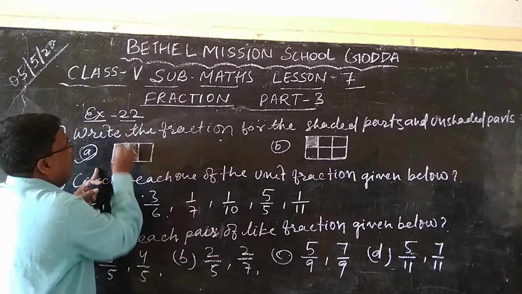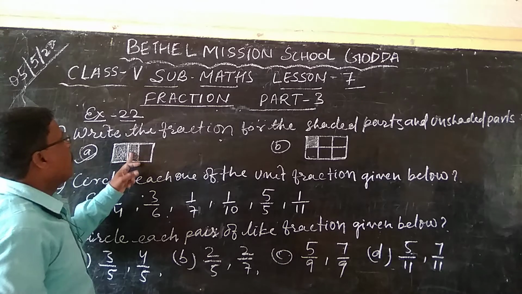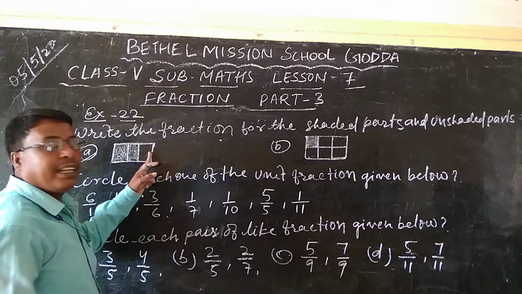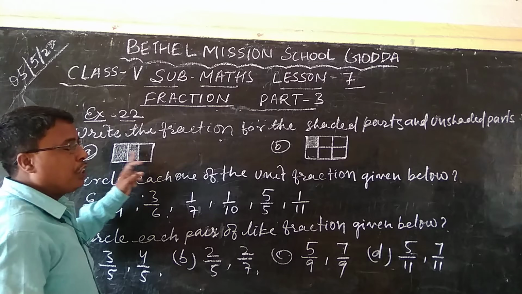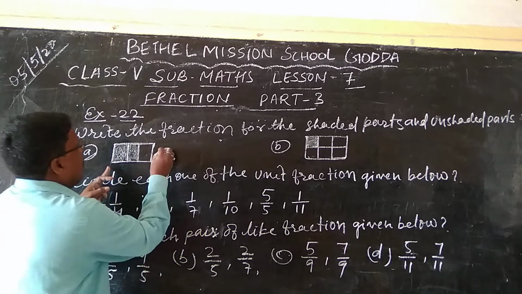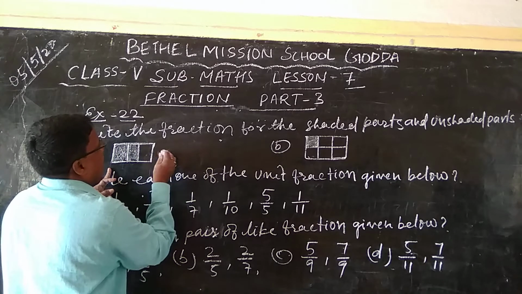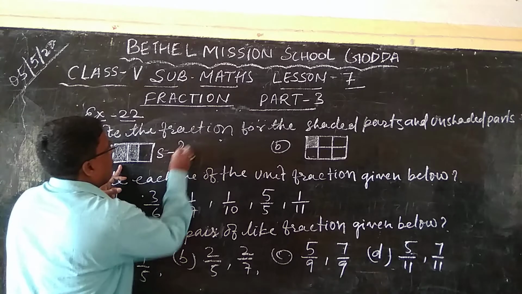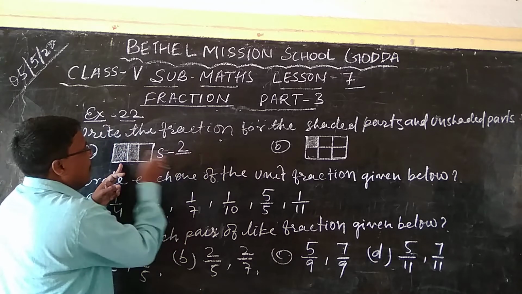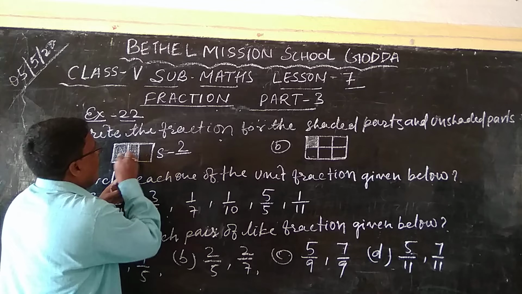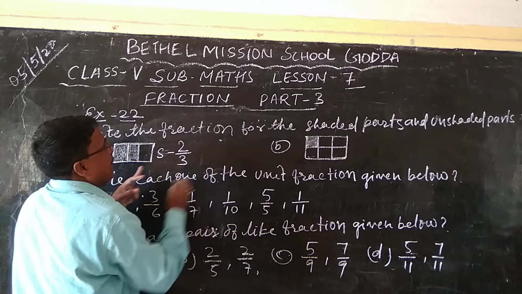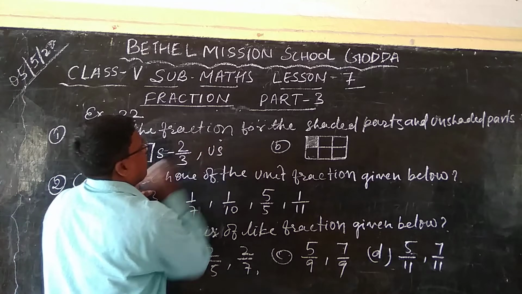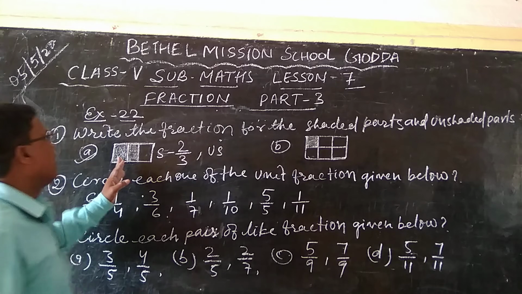3 equal squares: 1, 2, 3. How many squares? 3. And 2 squares are shaded. So here, S means shaded. 2 shaded parts, 1, 2, and total number of squares 1, 2, 3. So 3, right.